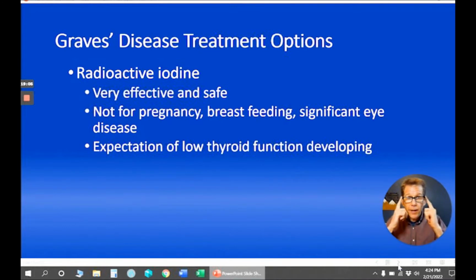And for people who have that eye disease I mentioned earlier with Graves' disease, if you have significant eye problems, radioactive iodine can make that worse. And so we generally don't like to use it in that circumstance. Now, the expectation when we give it is that you will develop hypothyroidism, low thyroid function, and ultimately need to go on medication that would then replace the thyroid hormone that your body needed.